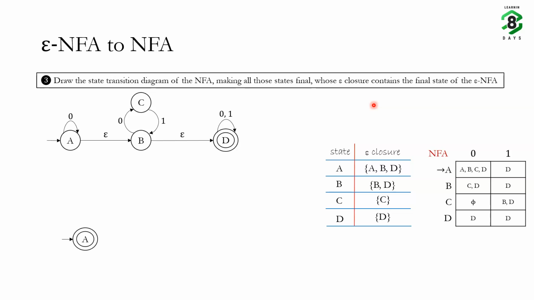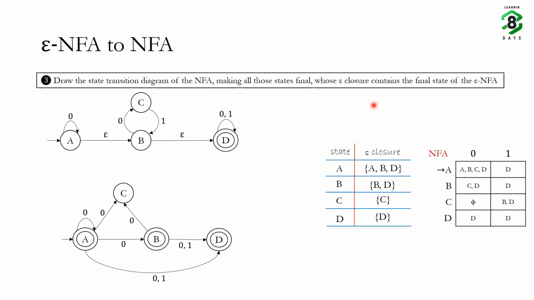So let's draw the state transition diagram. We start from the initial state A. On state A, if we get input 0, we can transition to states A, B, C and D. And if we get input 1, we will transition to state D only. On state B, if we get input 0, we can go to states B and D. And if we get input 1, we will go to state D. On state C, if we get input 0, we go to the null state. And if we get input 1, we go to states B and D. On state D, if we get input 0 or input 1, we are going to remain in that state.